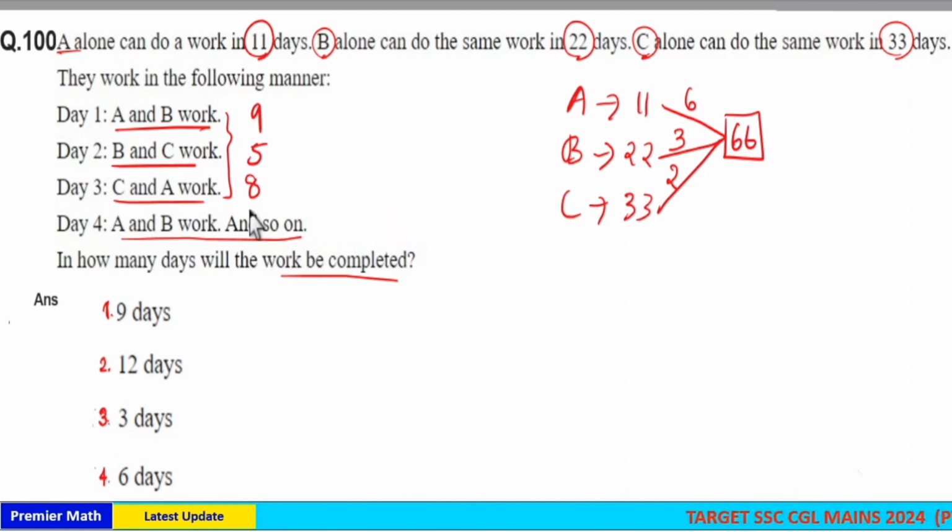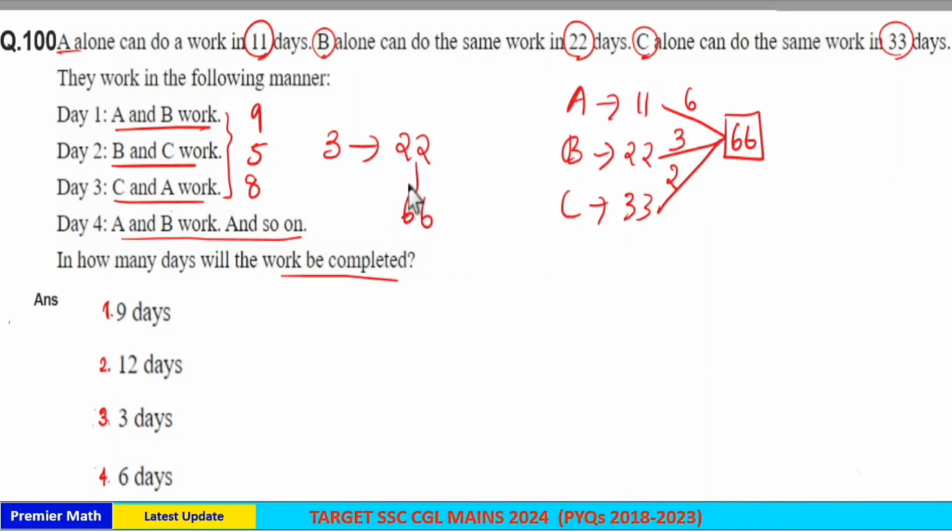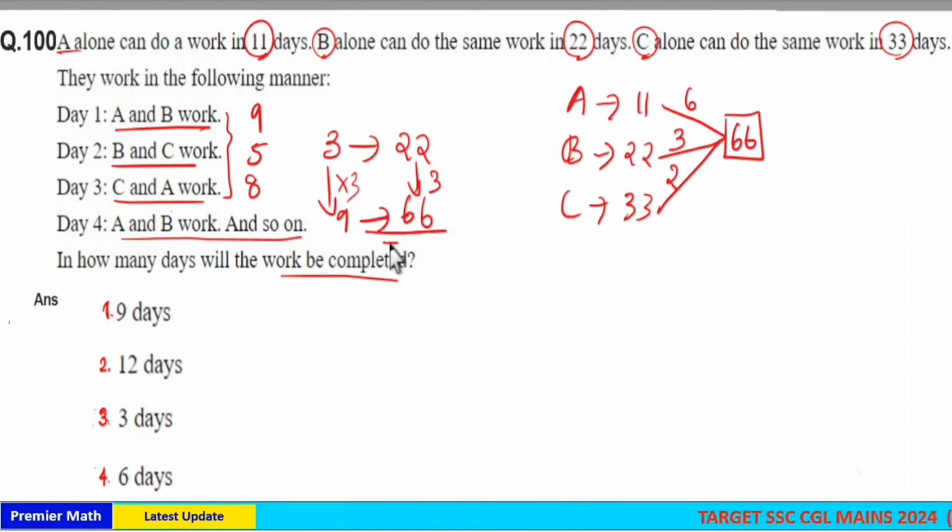Now, on the fourth day this cycle will continue. So in one cycle, that is in 3 days, total 9 plus 8 plus 5, 13 plus 9 is 22. 22 units are completed in 3 days. So the 66 units total work will complete in 22 into 3 is 66, which means 3 into 3, 9 days. In 9 days, 66 units of work will complete. That is, the total work will complete in 9 days. So, option 1 is your answer.